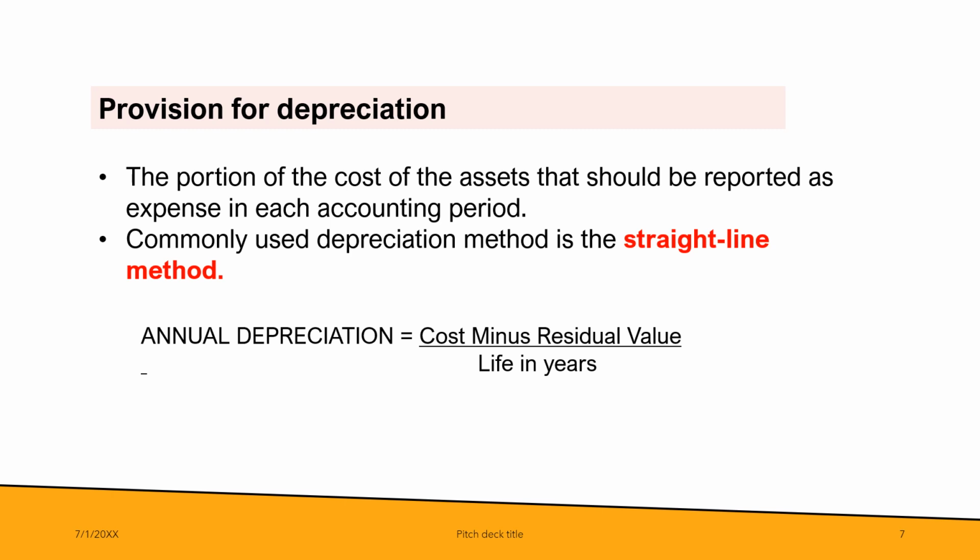We have this formula. Annual depreciation equals cost minus residual value or scrap value over life in years or estimated useful life in years. Let us define each item here in the formula. Let us define what is cost, residual value, life in years, and depreciable cost.